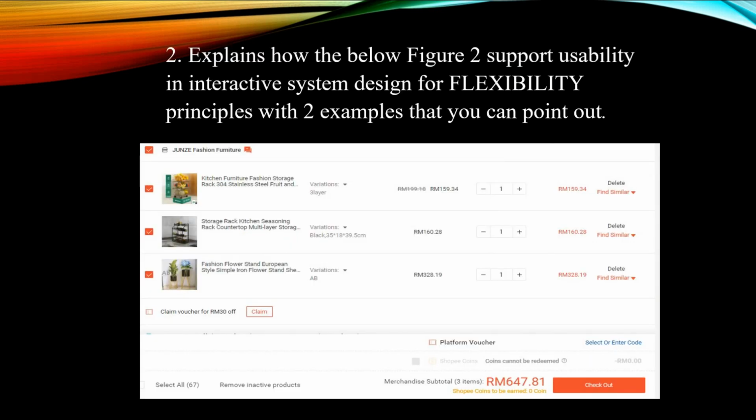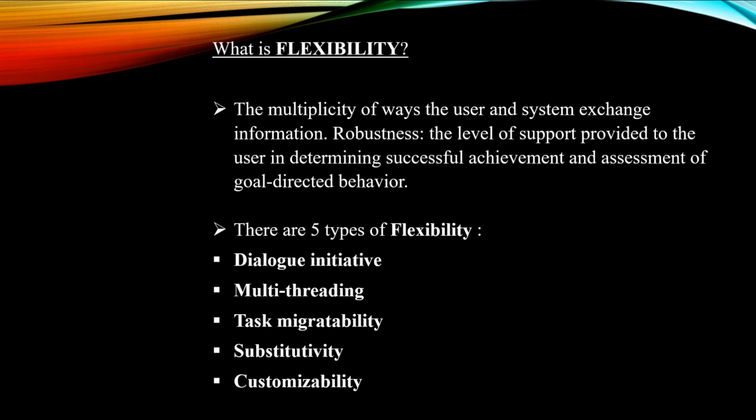Okay, second question. Explain how the below Figure 2 supports usability in interactive system design for the flexibility principle, with 2 examples that you can point out. What is flexibility? Flexibility is a multiplicity of ways the user and system exchange information. Robustness is the level of support provided to the user in determining successful achievement and assessment of goal-directed behavior.